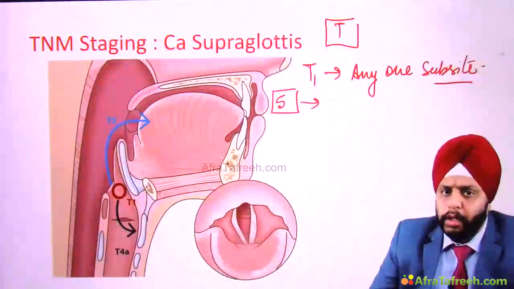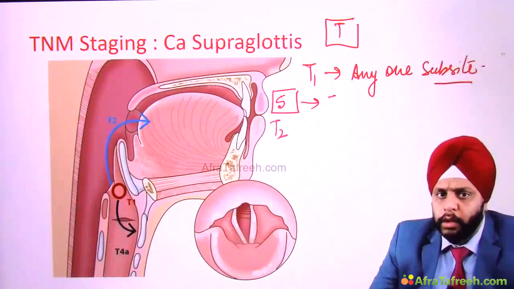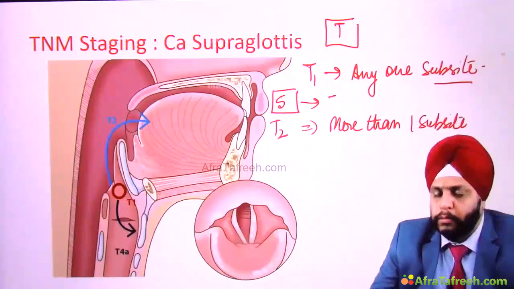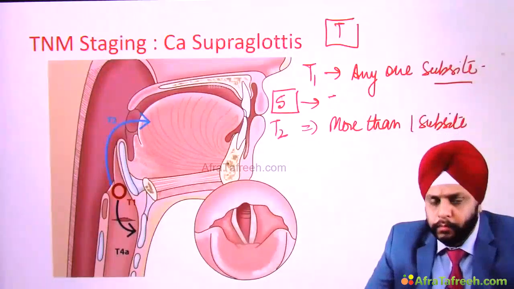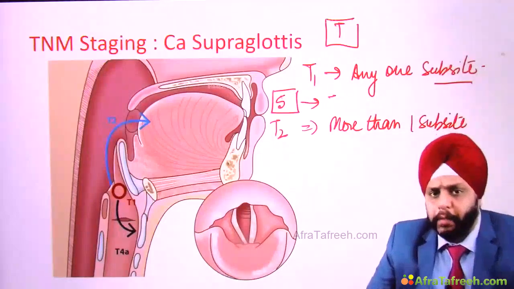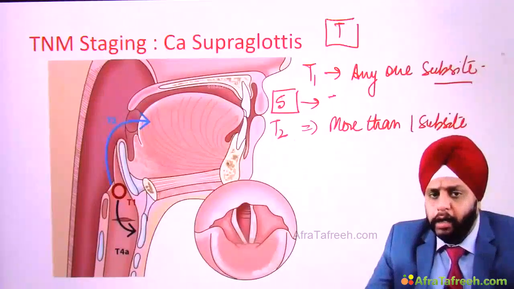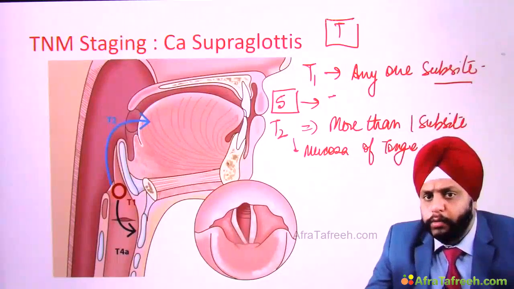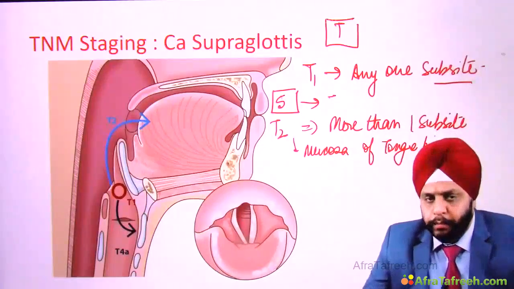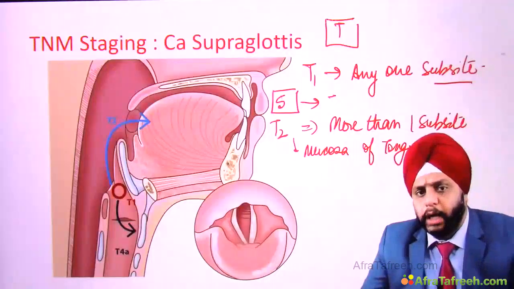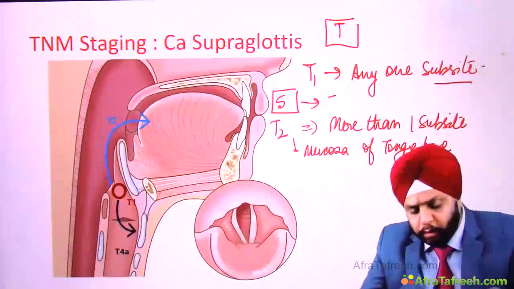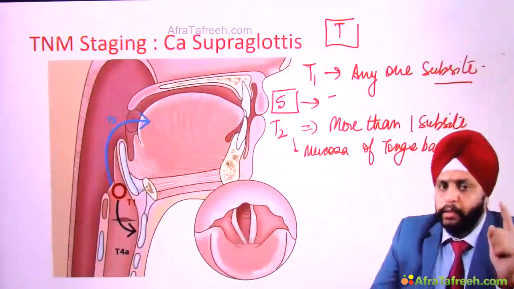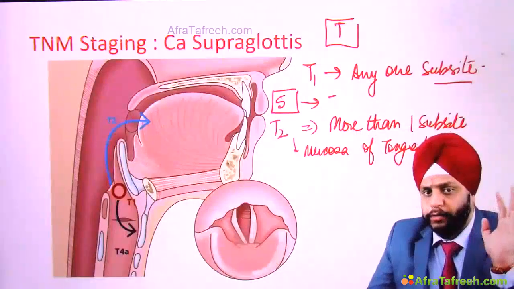Now, T2 means more than one subsite. Or suppose there is a suprahyoid epiglottic malignancy and it goes and involves the mucosa of tongue base. Remember, mucosa of tongue base, you will say it is T2. But if the muscle of tongue base is involved, that will be T4A because it is outside the larynx. Because mucosa is continuous with the epiglottis, you can still say mucosa of tongue base is T2, but if it's muscle of tongue base, it will be a T4A lesion.